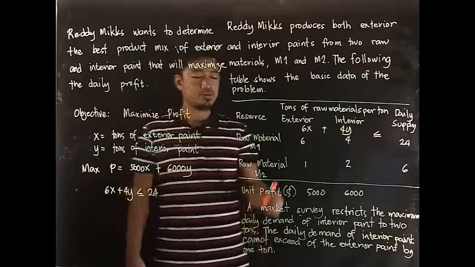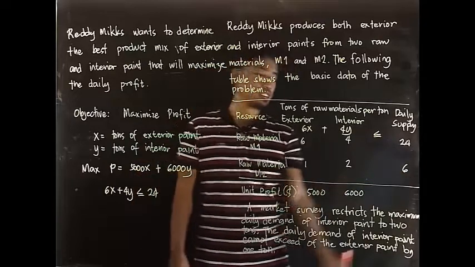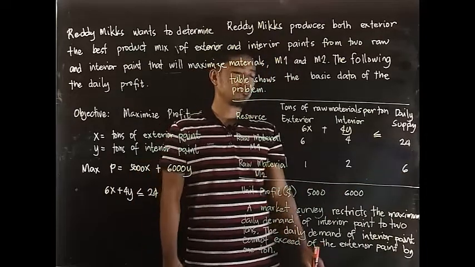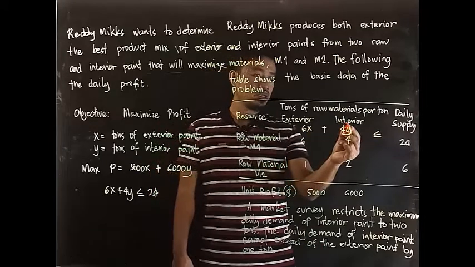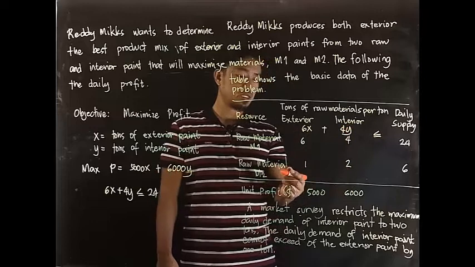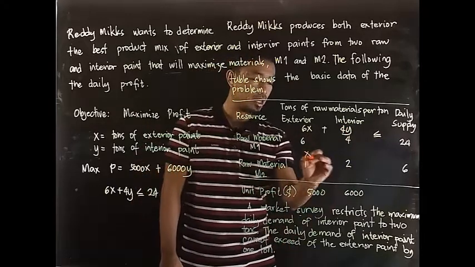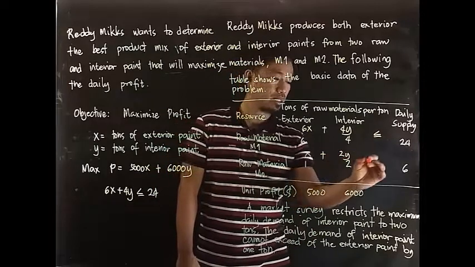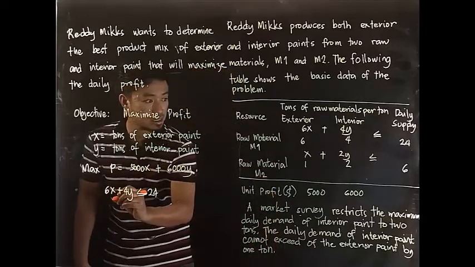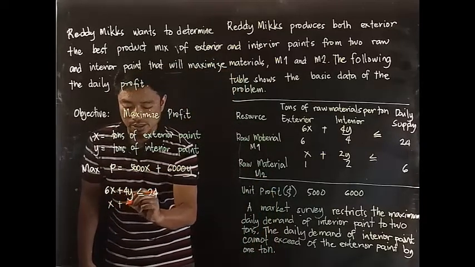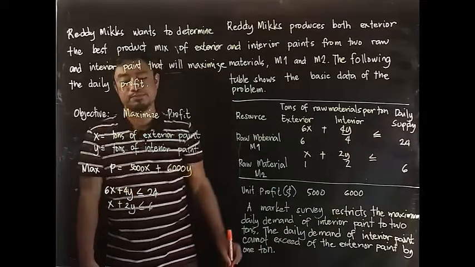In the same manner, for raw material 2, as a constraint, the maximum available is 6 tons, and exterior paint requires 1 ton of raw material 2, and the interior paint requires 2 tons of raw material 2. Its corresponding constraint is X plus 2Y less than or equal to 6. So our second constraint is X plus 2Y less than or equal to 6.